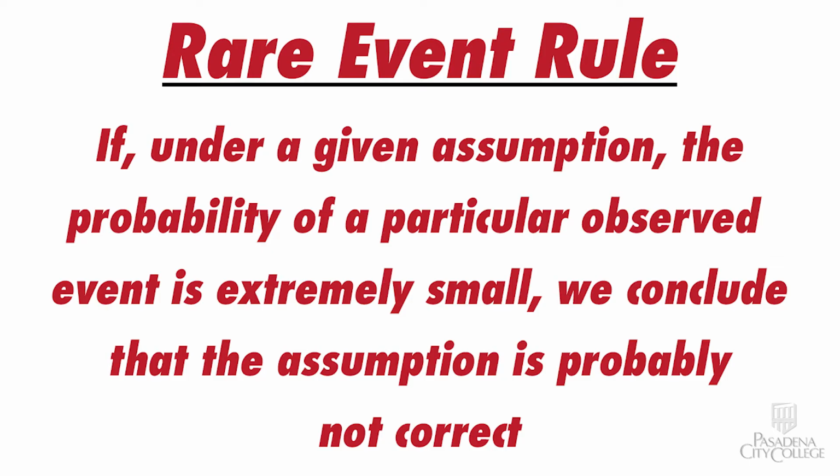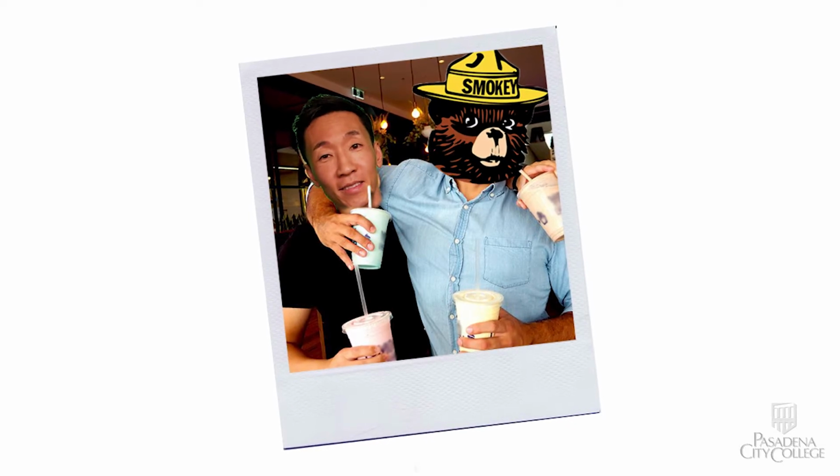Well, just to let you know, some books use only the equal sign for the null hypothesis. What? Why is that? Because hypothesis testing uses this thing called the rare event rule. If, under a given assumption, the probability of a particular observed event is extremely small, we conclude that the assumption is probably not correct.